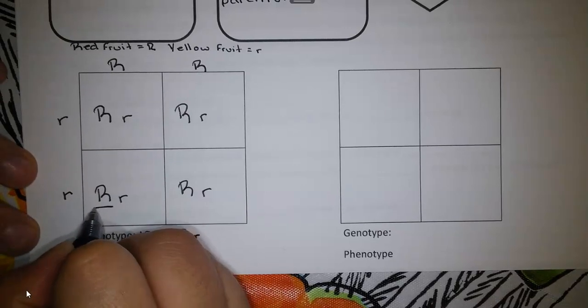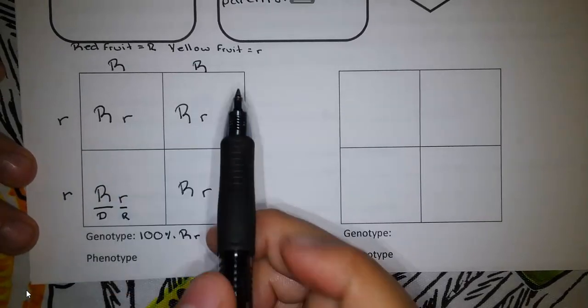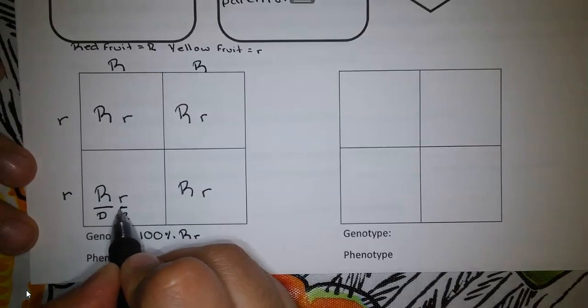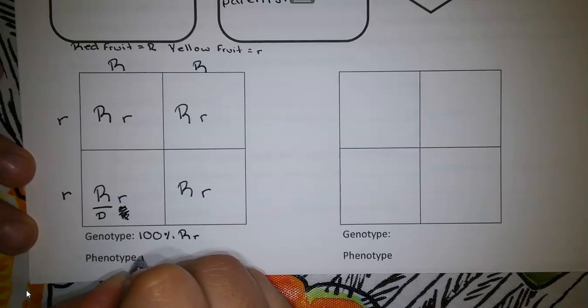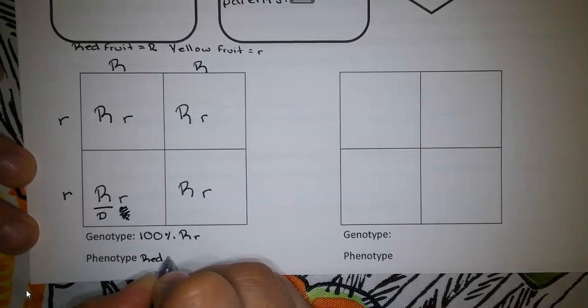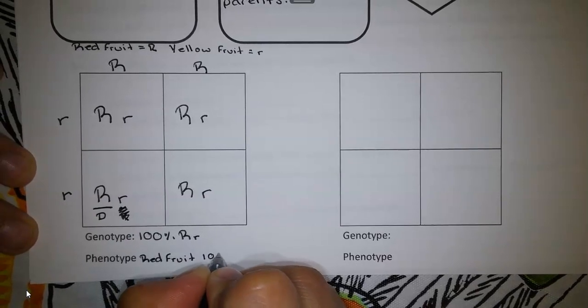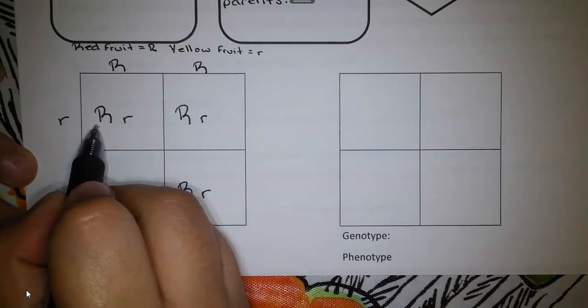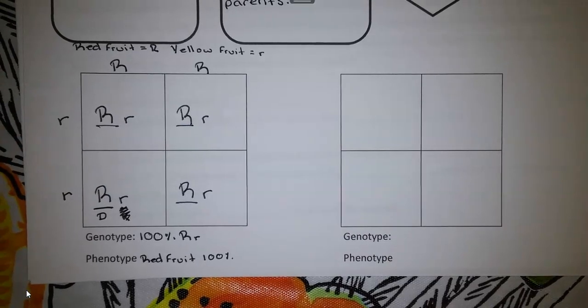Now for your phenotype, it has the capital R, which is dominant, over the little r, which is recessive. So that means that the yellow color is not going to be expressed, so then it's going to be red. So red fruit 100%, because all of them have that dominant allele present. So they are all going to be red.